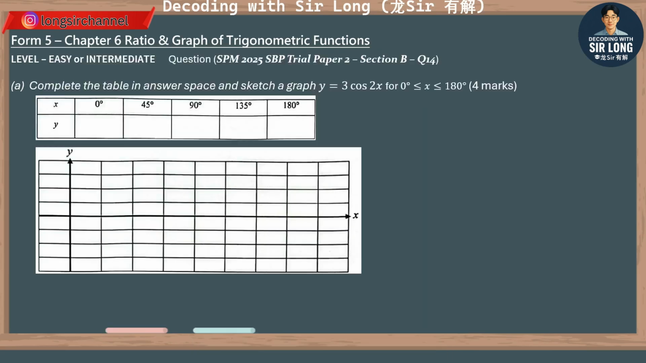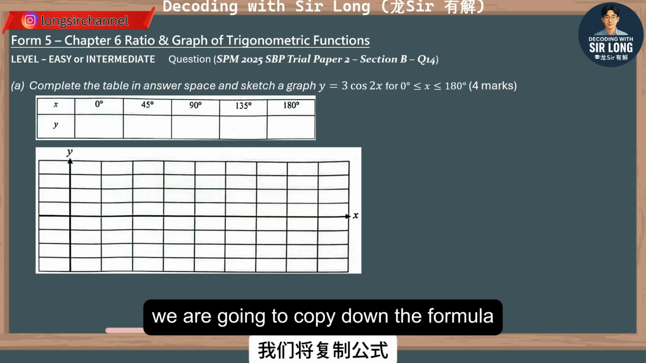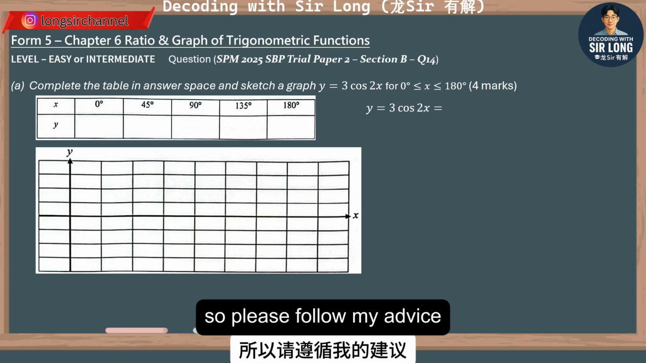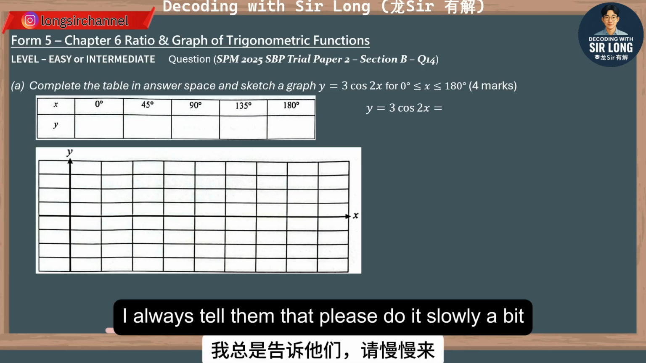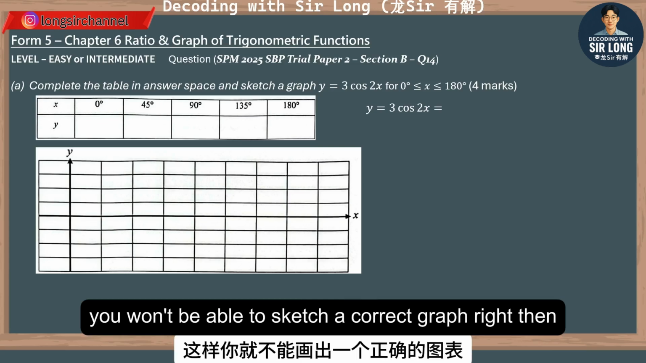So how do we find the corresponding 5 y values? We are going to copy down the formula first: y equals 3 cosine 2x. Please follow my advice. When I talk about this to my students, I always tell them to please do it slowly. If you get one of the y values wrong here, you won't be able to sketch a correct graph.